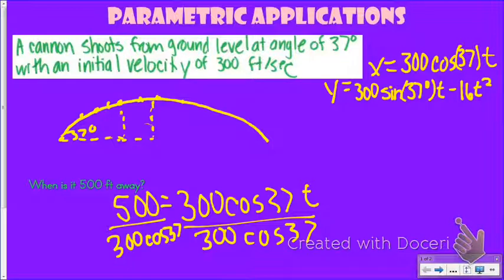And when I do that, make sure you check your parentheses here, I'm dividing by the 300 and the cosine of 37. So that gives me my time of 2.18 seconds. Alright, so now I'm going to make a couple of changes to these equations.